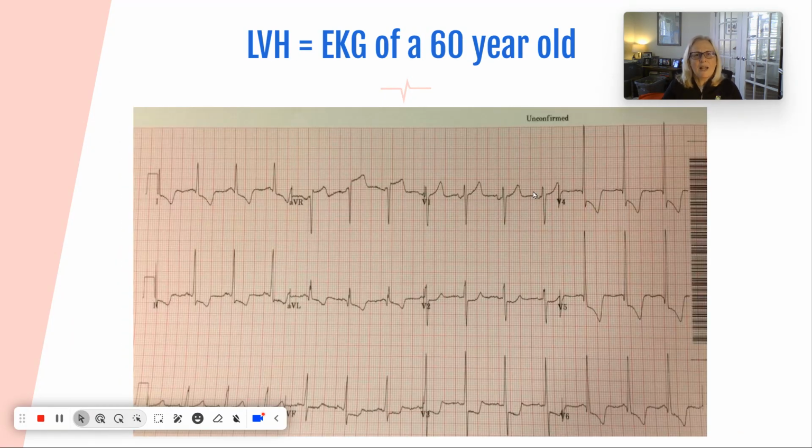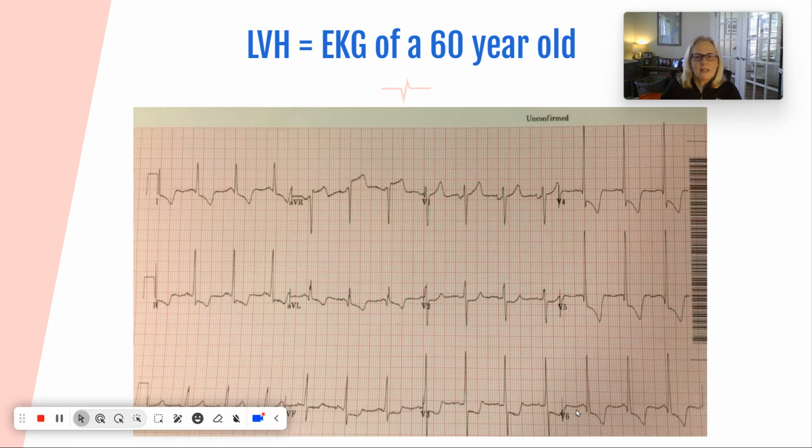All right, so this is an LVH EKG of a 60-year-old. Okay, so this is an older person with LVH. It looks like they also have ST depression as well. So the LVH here is really tall QRSs.